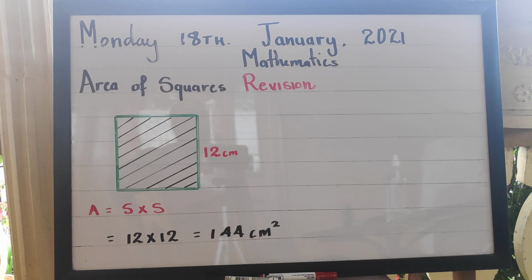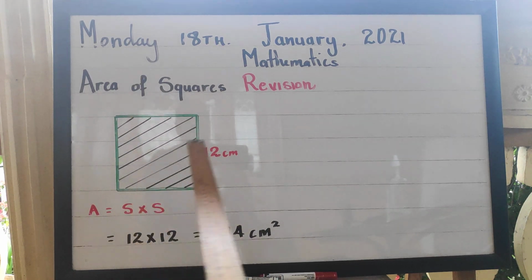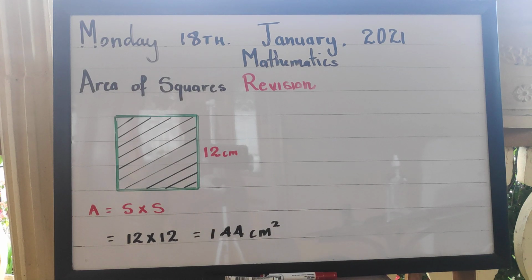What did we say area was? Area is the total space covered, opposite to perimeter, which tells you the total distance around. When you talk about area, you can remember your tiled floor, where you see those square tiles. That is the area covered.